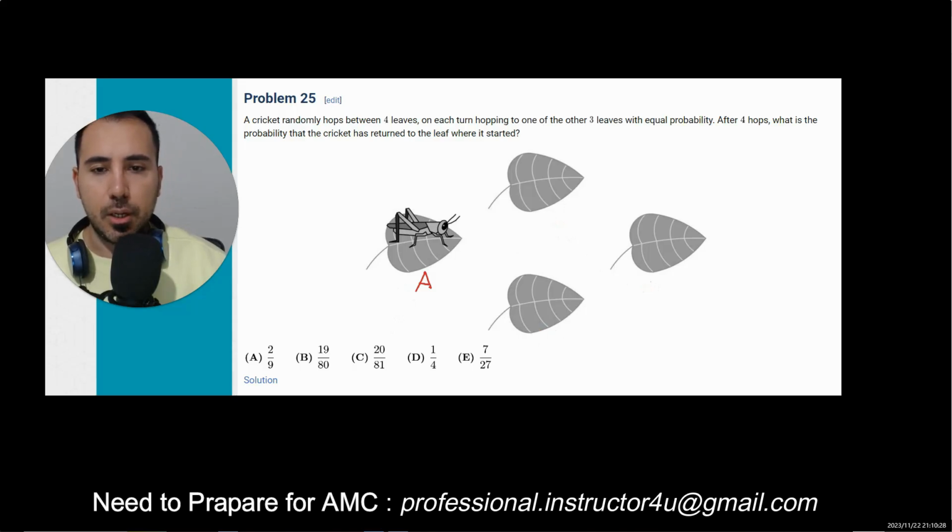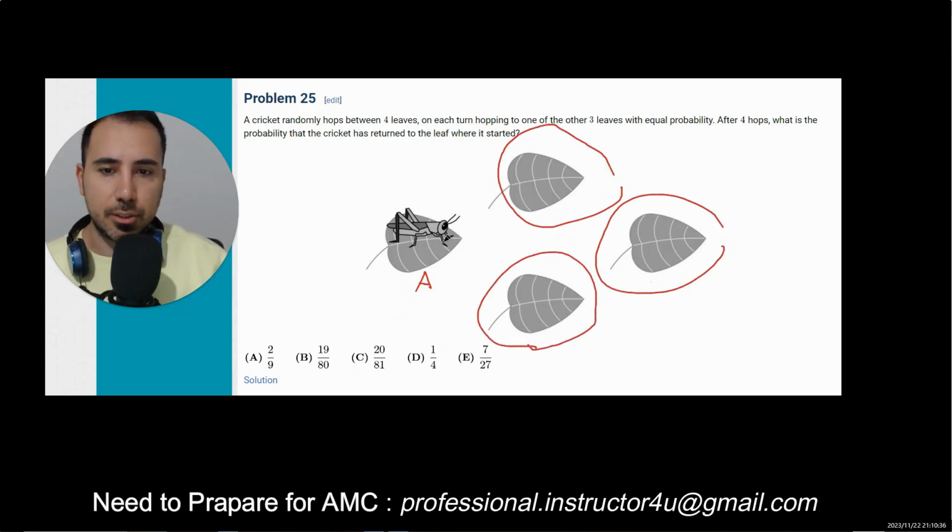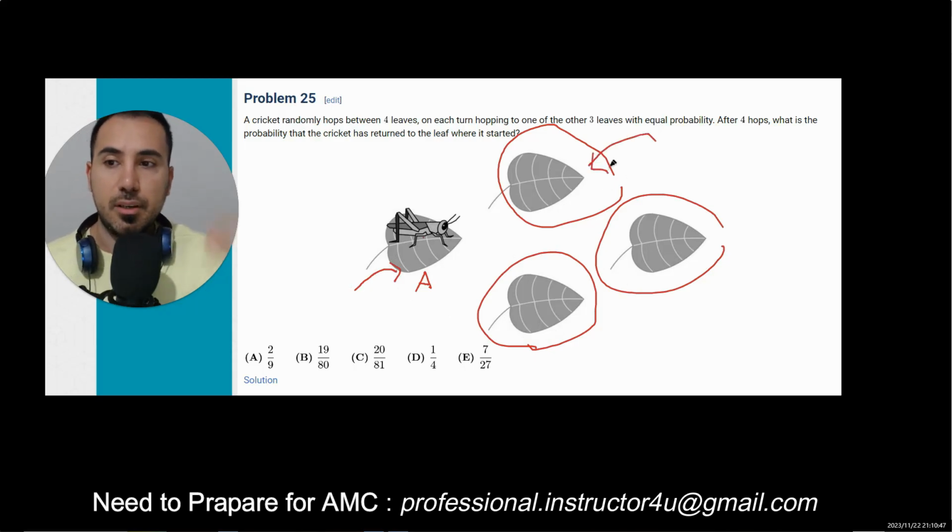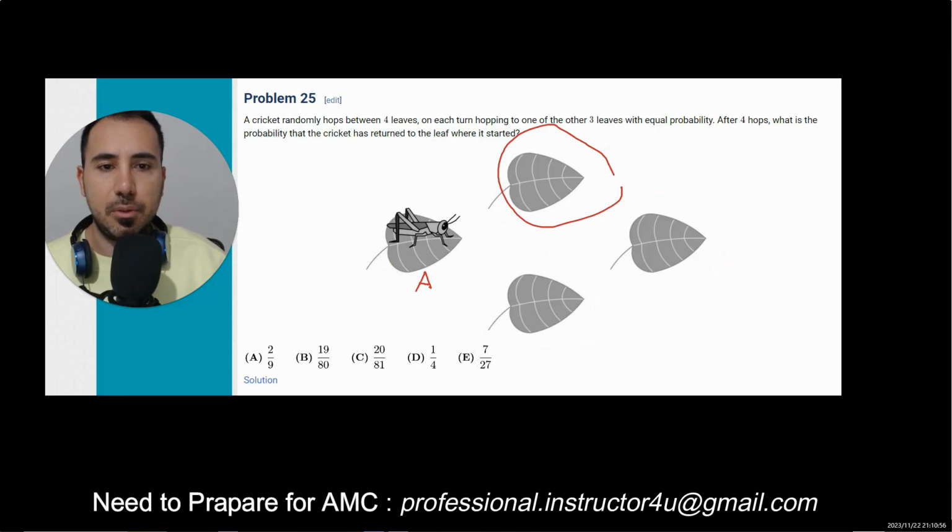Look, how is this leaf different than this leaf? Well, to the eyes of the cricket, all of these are different in what way? This one is the starting point. This is not the starting point. So the ones that are not the starting point, they all are equal. So why call them B, C, D just to create different possibilities? So I'm going to call this one B, this one B, and this one B. Why? All of them are equal.